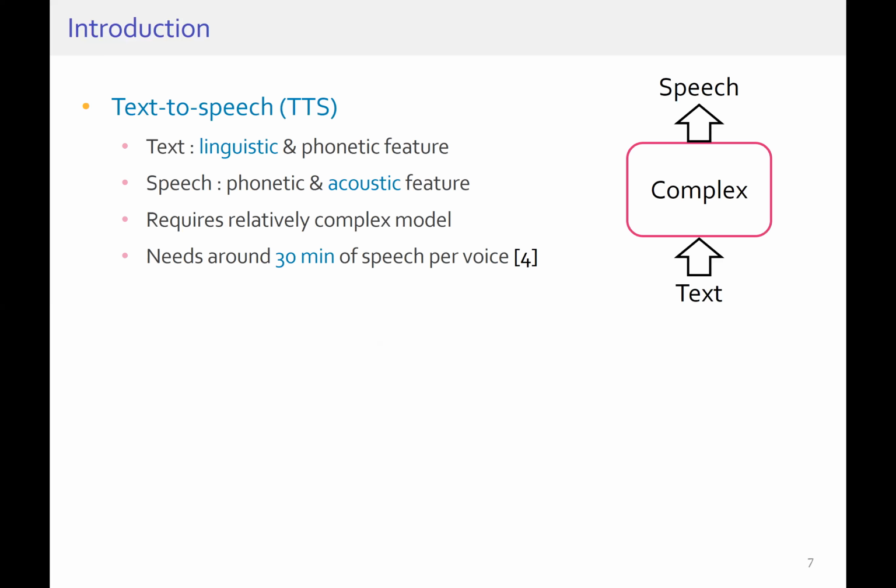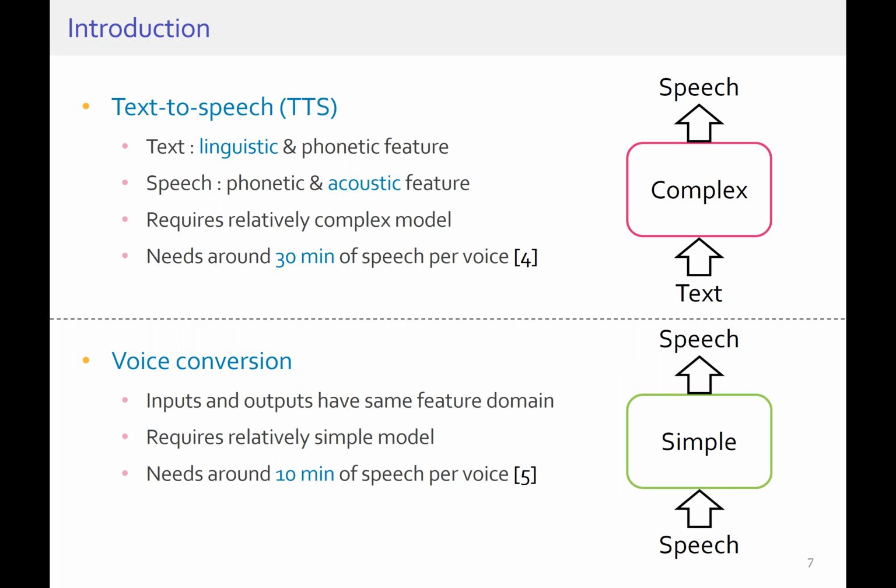There are two ways to realize the voice customization service. First is to directly convert text to the speech of the preferred voice. However, as the model must map from linguistic feature to acoustic feature, it has high complexity. As a result, it needs around 30 minutes of speech data of the preferred voice to be trained.